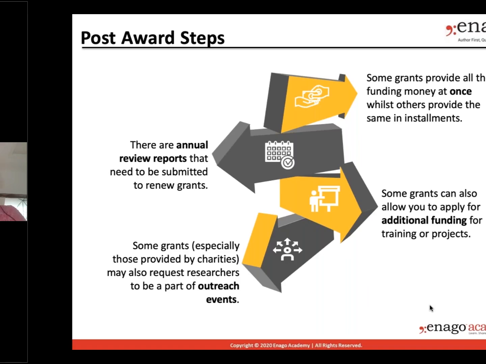And there could also be things, particularly with charities, or perhaps with society awards, where you might be asked to give a keynote, or provide some sort of representation of either the project or the body that's given you the grant, in order to help them with their objectives.